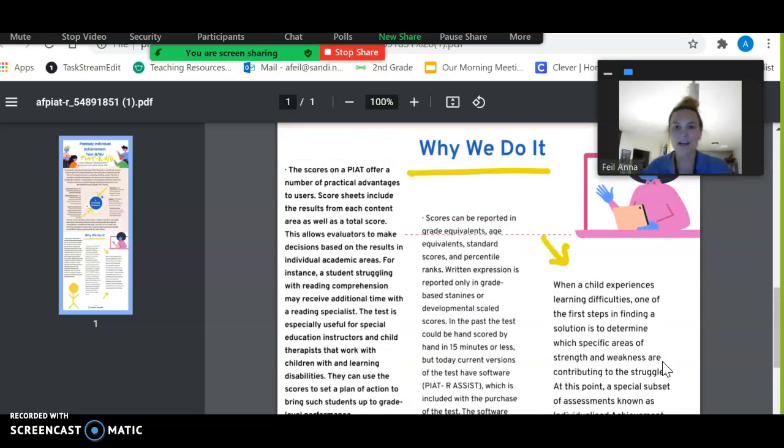The scores on the PIAT offer a number of practical advantages to users. Score sheets include the results from each content area as well as a total score. This allows evaluators to make decisions based on the results in individual academic areas. For instance, a student struggling with reading comprehension may receive additional time with a reading specialist. So that's a plus. It's especially useful for special education instructors and child therapists that work with children with learning disabilities.